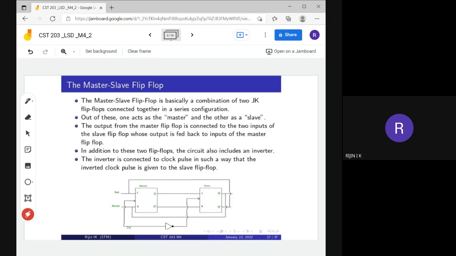What is the use of this master-slave flip-flop? To solve the race around condition in a JK flip-flop, we are using this master-slave flip-flop. So 2 flip-flops are connected together in a series configuration. That means the master output will be connected as an input for the slave flip-flop, and the feedback is connected from this slave flip-flop. How is the clock pulse connected? The clock pulse in master will be directly connected, and there is an inverter. Through that inverter, the slave is connected.